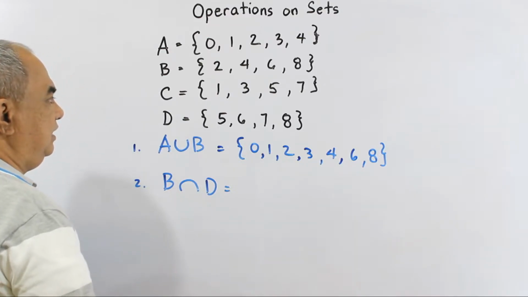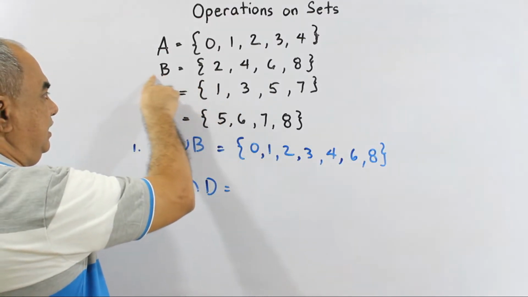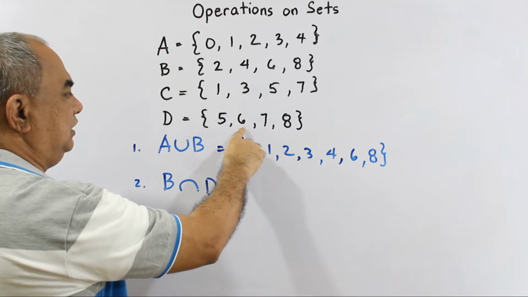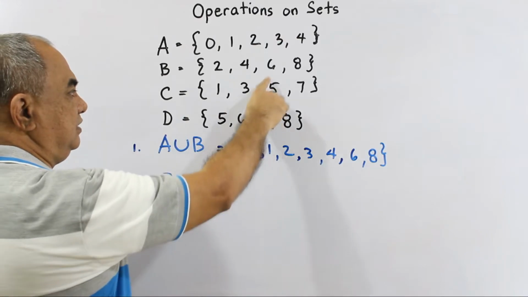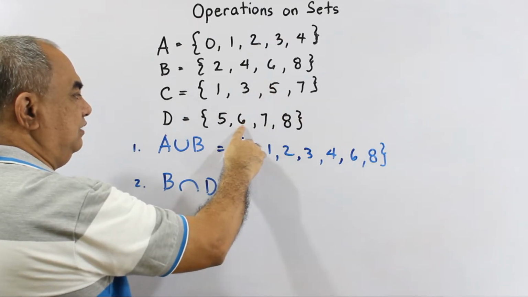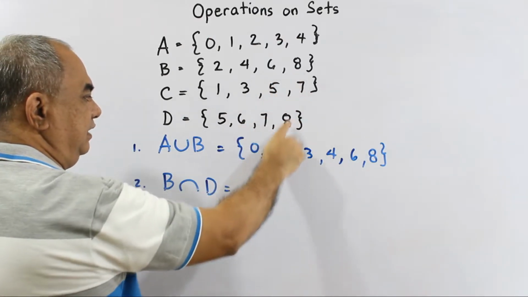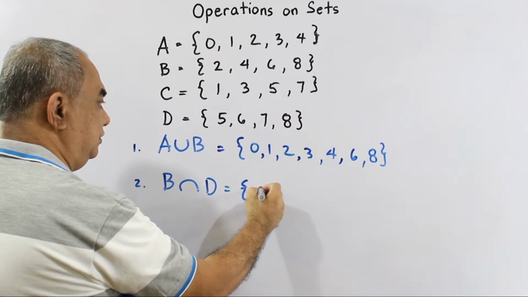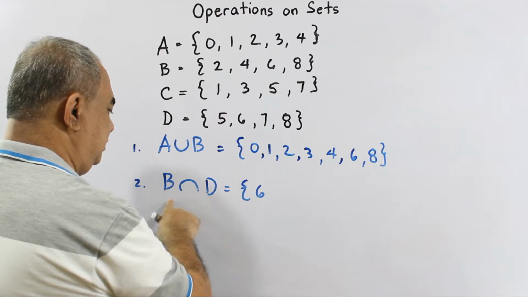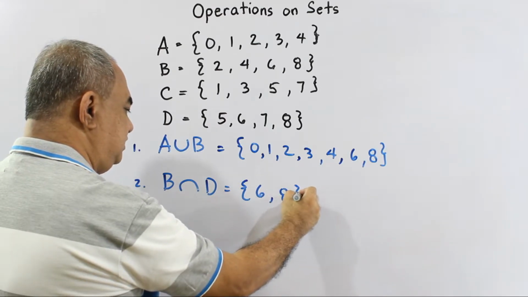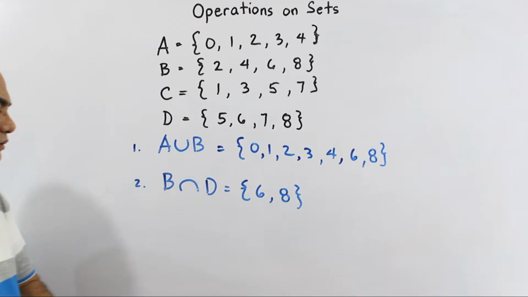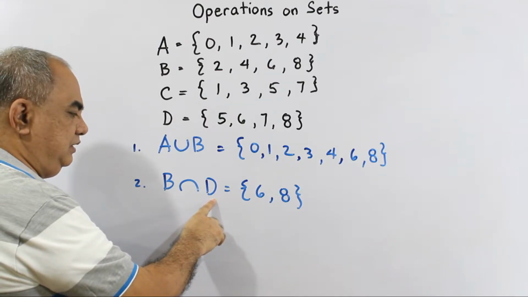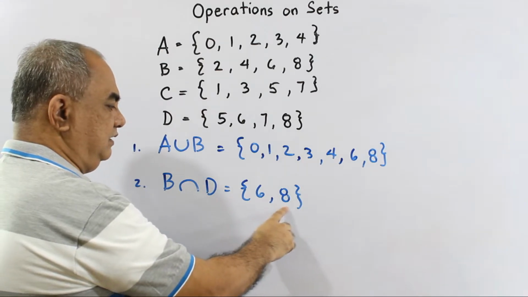So what are the elements that are present in both set B and set D? Let's check that there are only 2 elements. Those are 6, and we have 6 here, and another 8, and another 8 here. So those 2 elements are what we're going to write for this problem. So this is now your answer. The only elements present for B intersect with D would be 6 and 8.